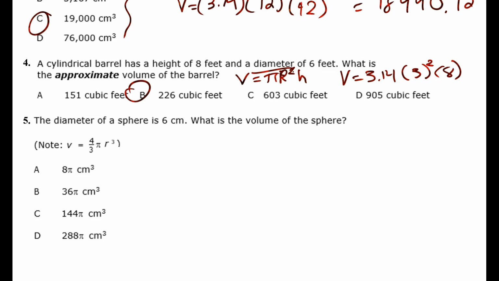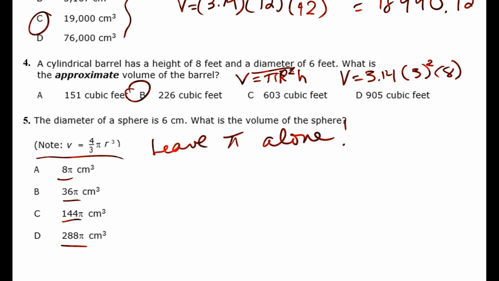And it says the diameter of a sphere is 6 centimeters. What is the volume of the sphere? And they give us the formula. They're trying to be nice, but all of these are in terms of pi. So leave pi alone. Don't mess with it. So we get V is equal to 4/3 pi r cubed.